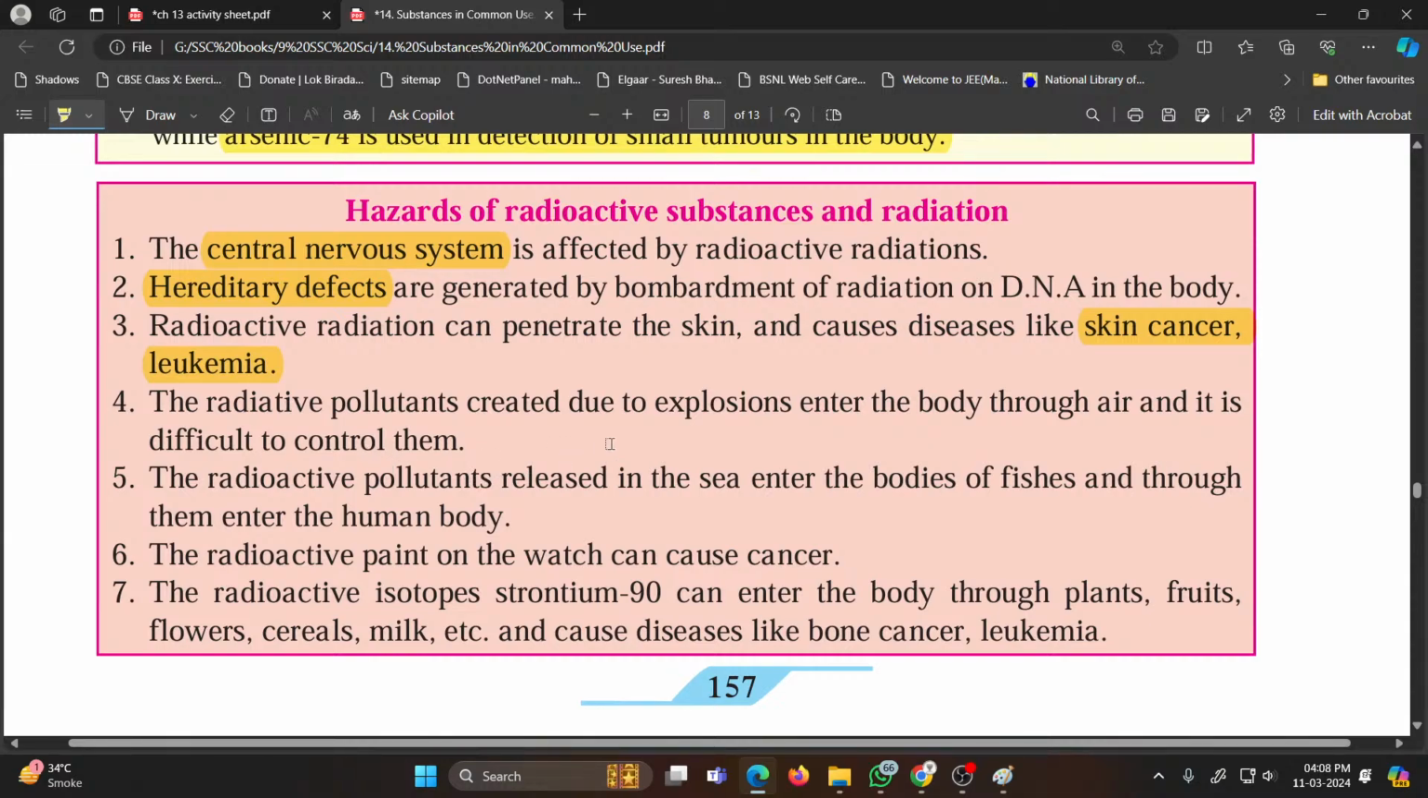Radioactive pollutants created due to explosions enter body through air and it is difficult to control them. Radioactive pollutant released in seawater enter the bodies of fishes and through them they can enter human body. Radioactive paint on the watch can cause cancer. Radioactive isotope strontium 90 can enter the body through the plants, fruits, flowers, cereal, milk and cause diseases like bone cancer and leukemia. So these are the hazards caused by the radioactive substance.